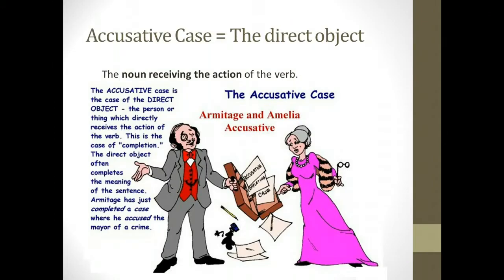Our fourth case that we want to look at today is the accusative case, and this is the case of the direct object. This is the noun that receives the action. I throw the ball. What was thrown? The ball. The accusative case is the direct object. Here you are going to be meeting today Armitage and Amelia accusative, and they are going to be with us throughout the entire course, reminding us of how the accusative works.